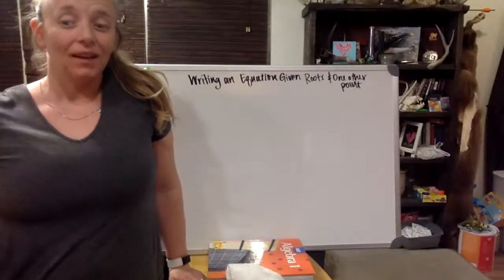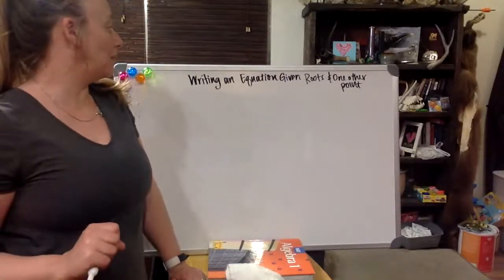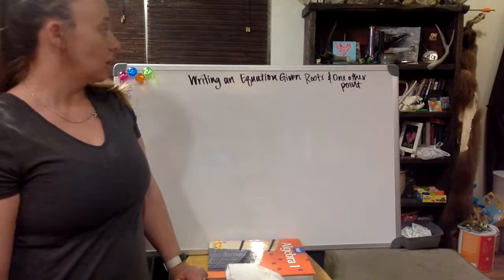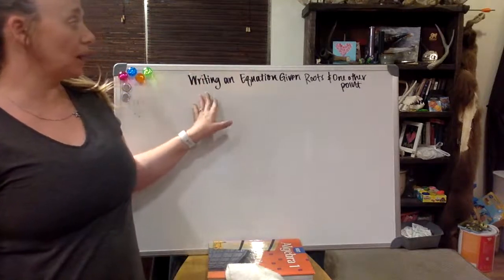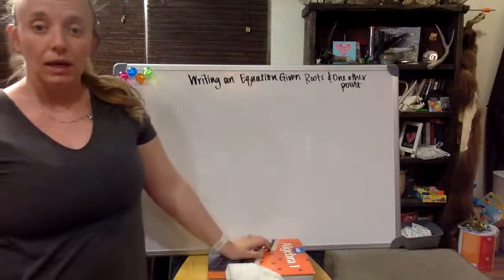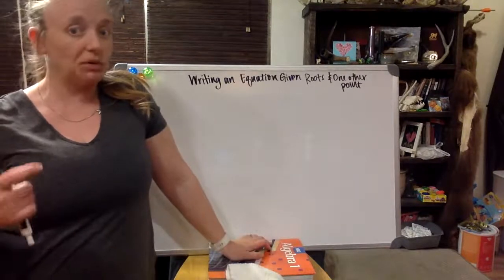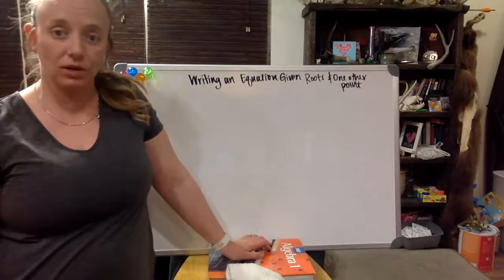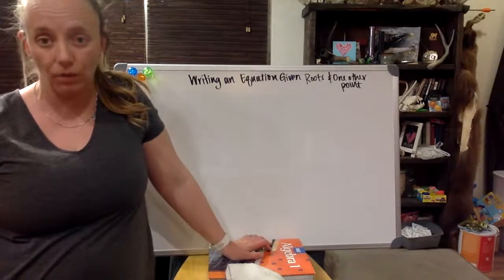Okay, last video of this set of lessons, we are going to look at how to write an equation given roots and one other point. The last couple of times we've been using vertex form each time to write our equation. This time we're not going to use vertex form, and instead we're going to use factored form.